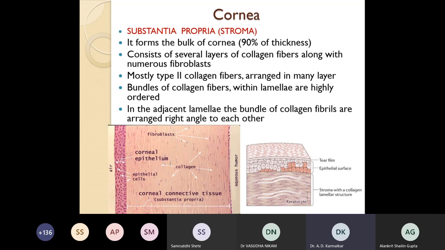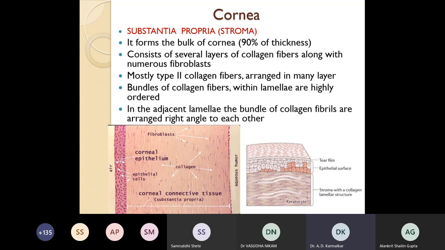The bundles of collagen fibers within the same lamina are parallel to each other, and they are highly ordered. They are regularly arranged, and the bundles of collagen fibers in the adjacent lamina are arranged at right angles to each other. This arrangement of the fibers will make the cornea transparent. So this is one of the factors which helps to make the cornea transparent.